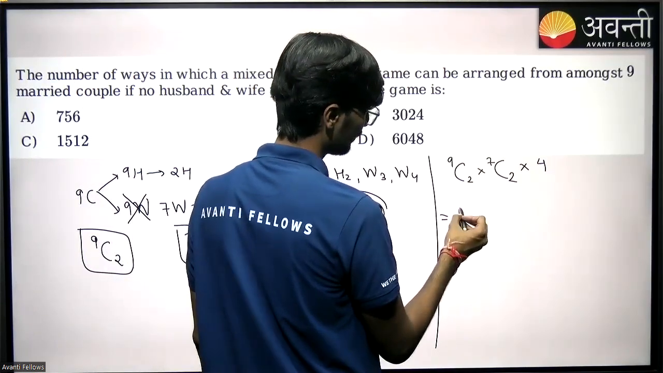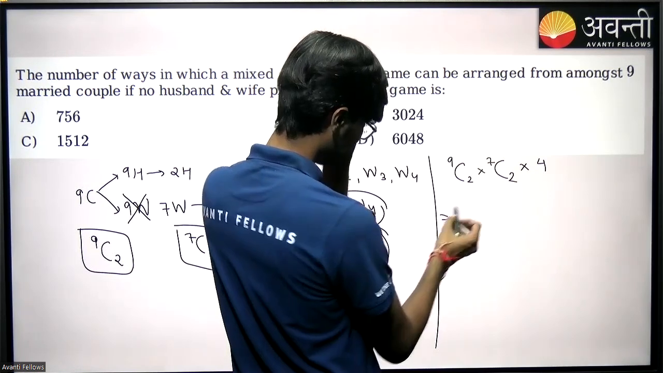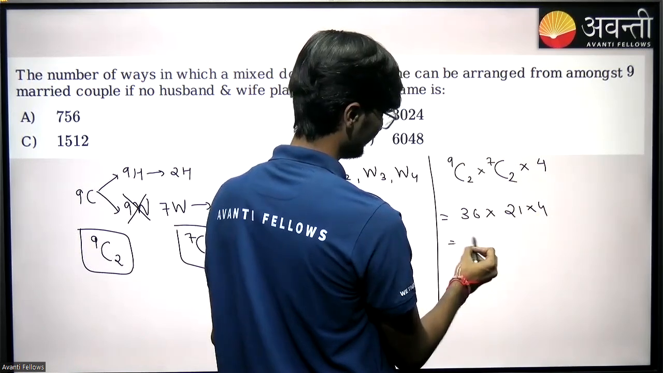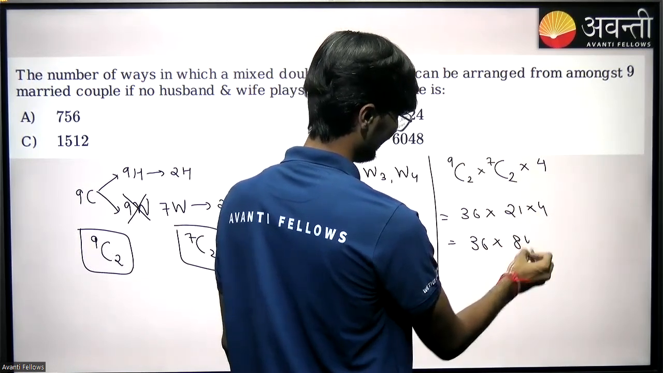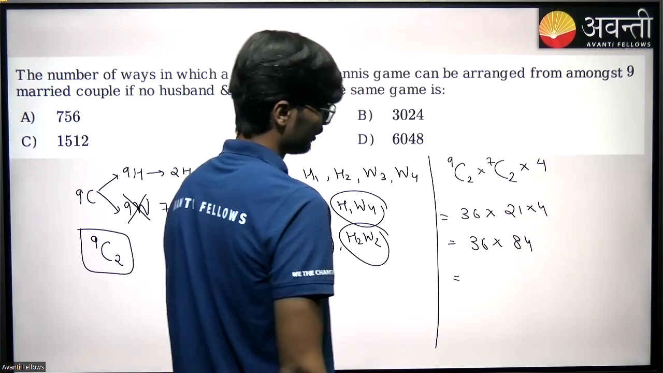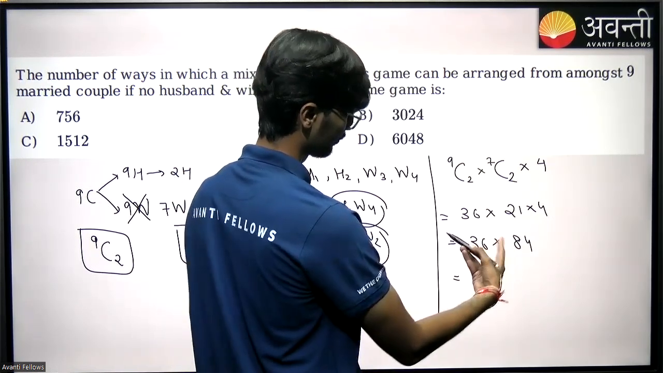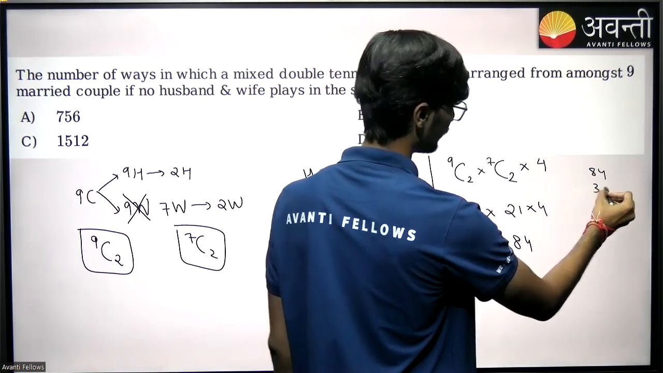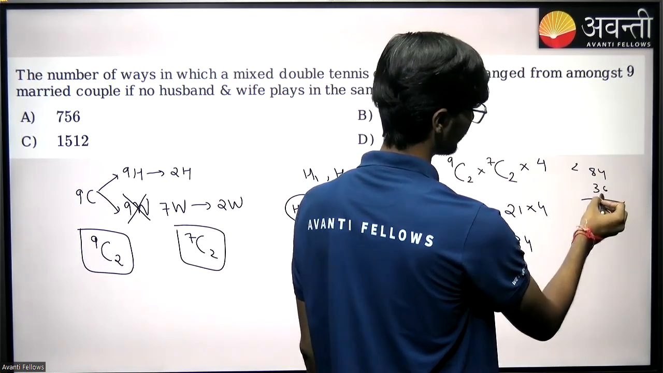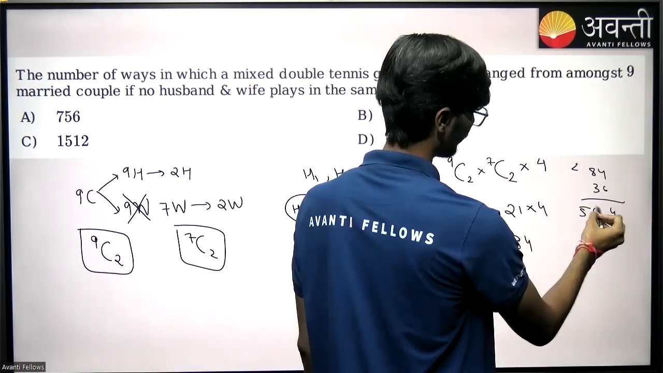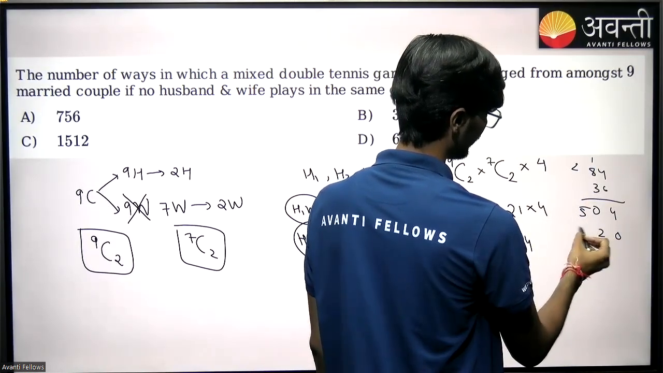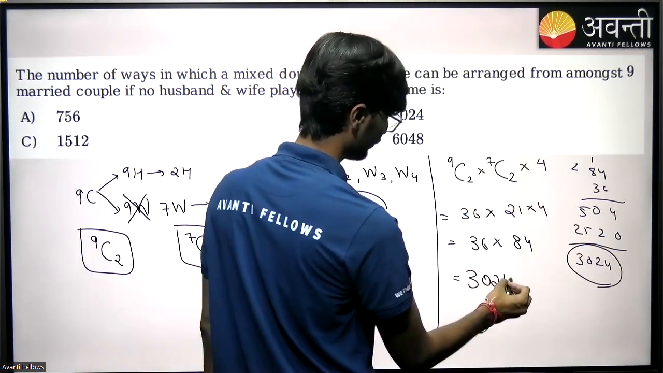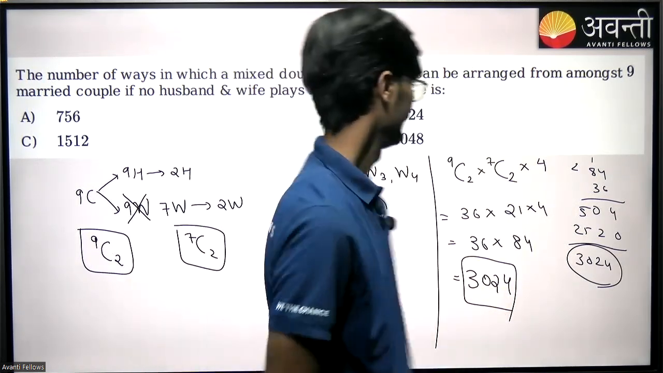So what is 9C2? 9 times 8 is 72, divided by 2 is 36, I guess. 7C2 is 21 and this is 4. So basically 36 into 84. 36 into 84. I think it is 84, 36. 6 4s are 24, 8 6s are 48, right? 50. 12, 120, 8, 24, 25. So 3024. So 3024 is my answer, which is option B. I hope you got it.